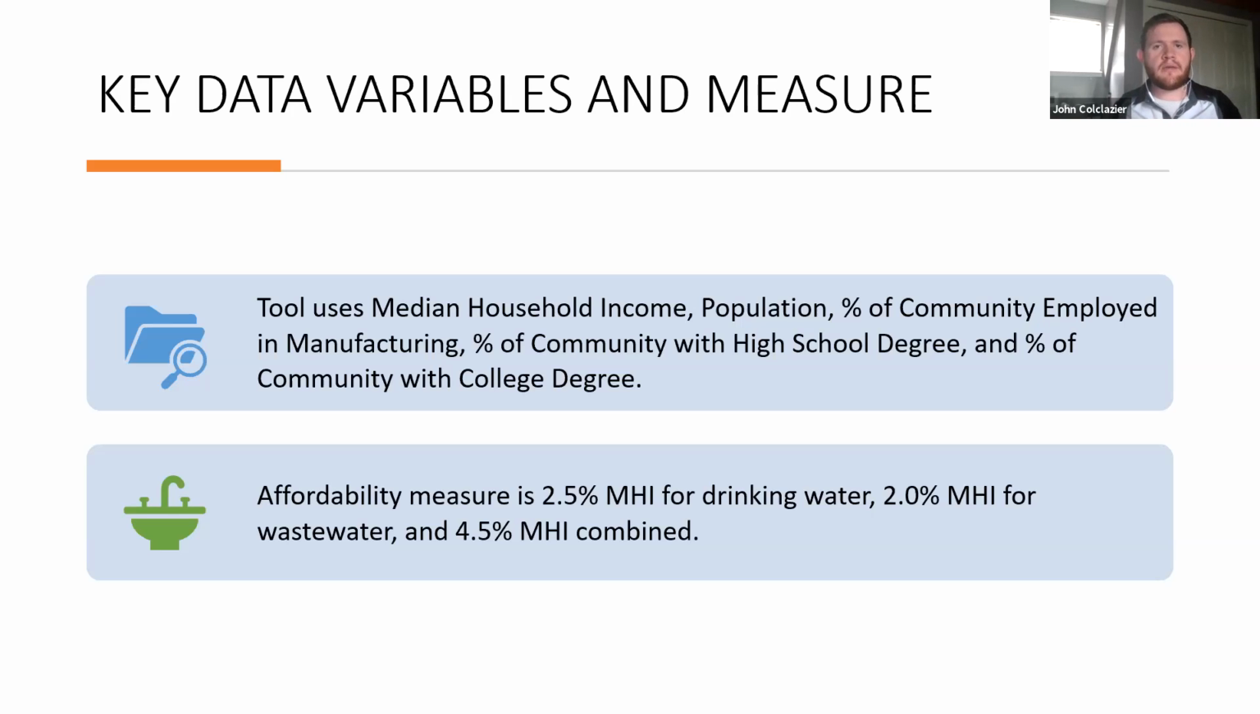We then go ahead and forecast that out over 30 years. As we get more data, we'll continue to expand that out for those longer term loans. But currently the tool can go out for 30 years on that forecast of median household income. And then whenever we talk about affordability, we're using that 2.5% of median household income for drinking water and 2% of MHI for wastewater. So combined 4.5%. Just kind of remember that for when we're looking at the tool later. I'll go more into depth then.